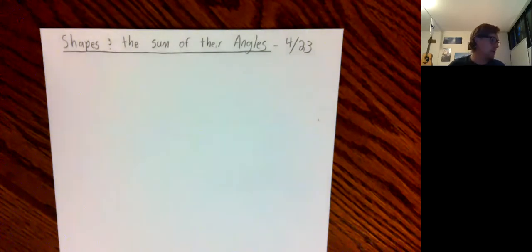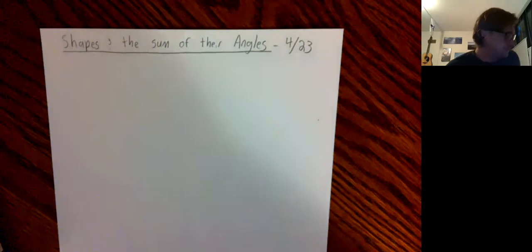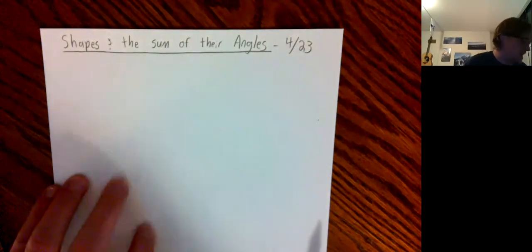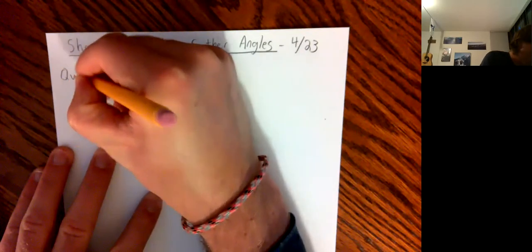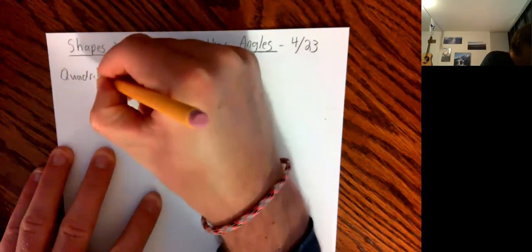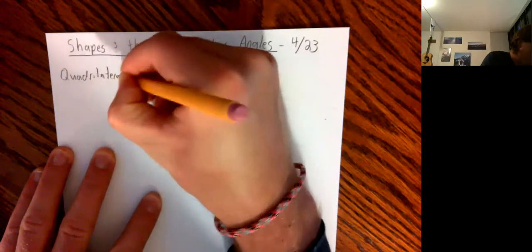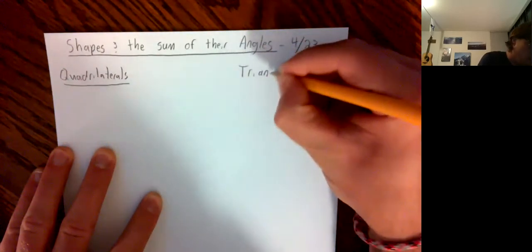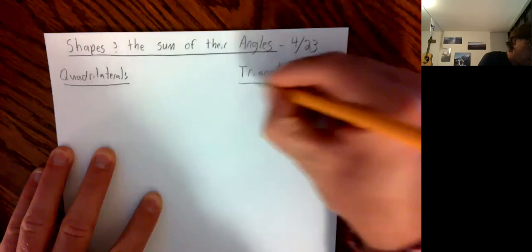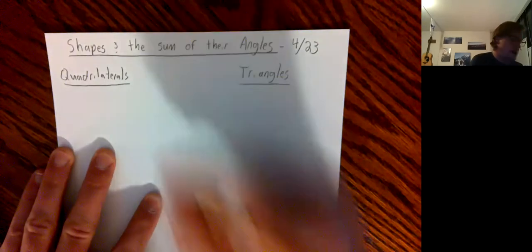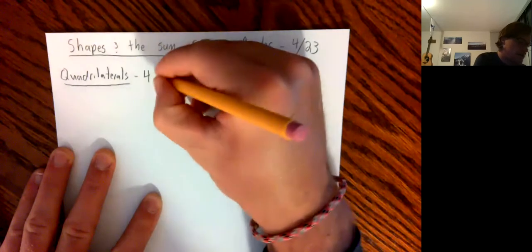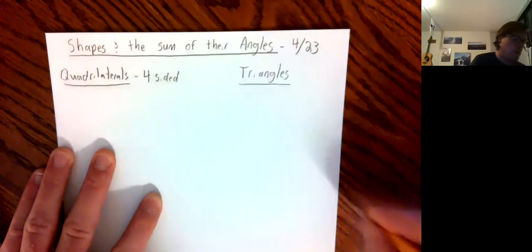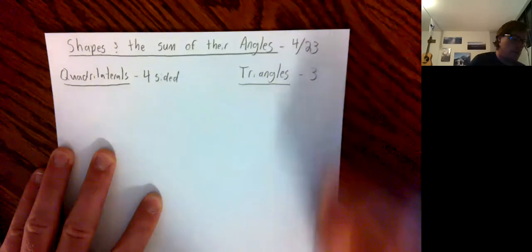Okay, so today we're going to be talking about, make sure you get this title down, quadrilaterals and triangles. Now, a quadrilateral is a four-sided shape, and a triangle is a three-sided shape.